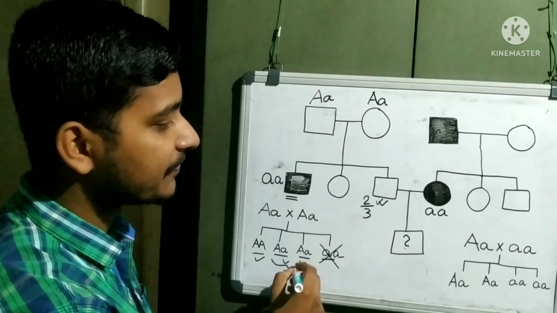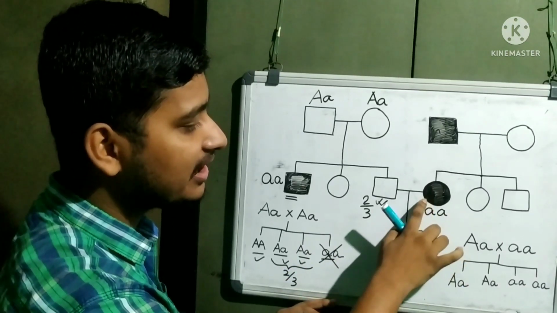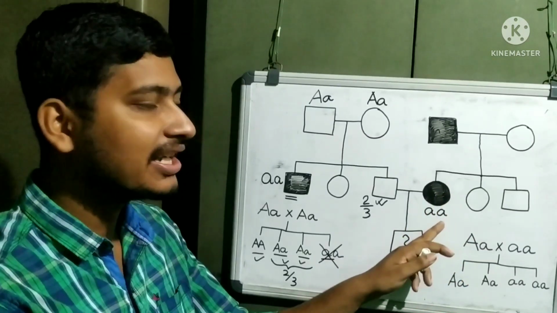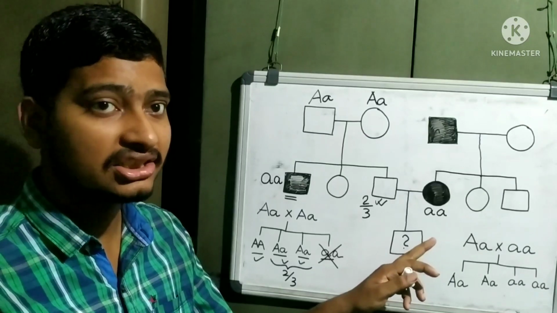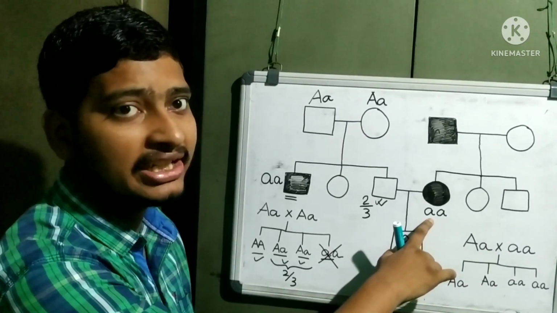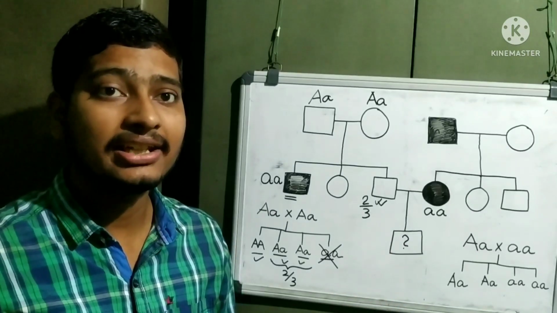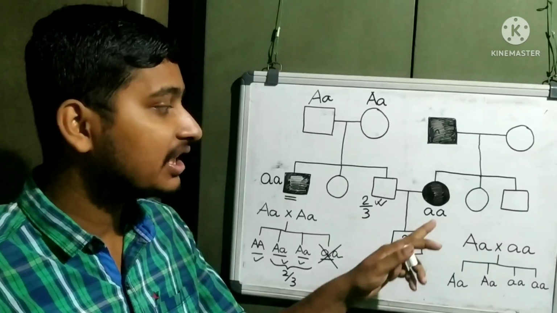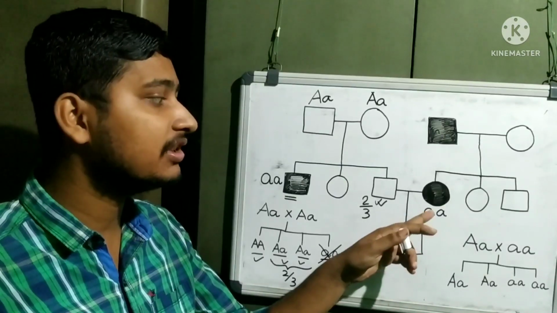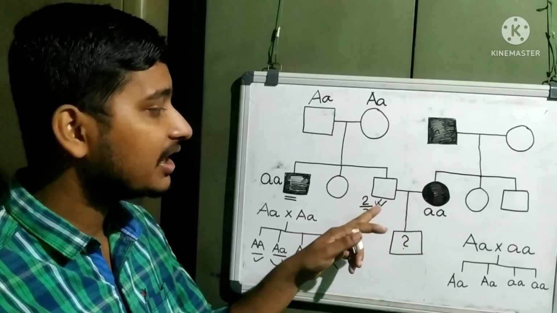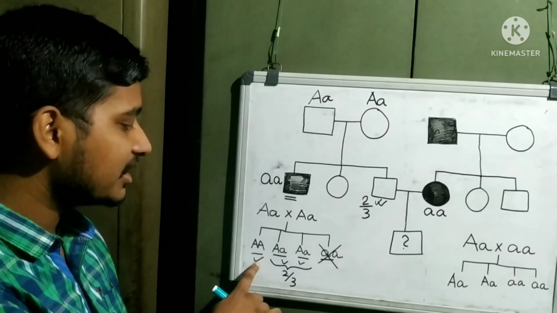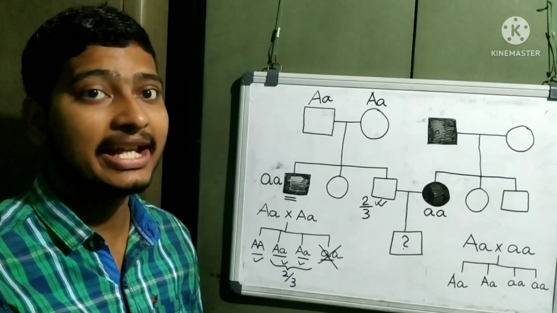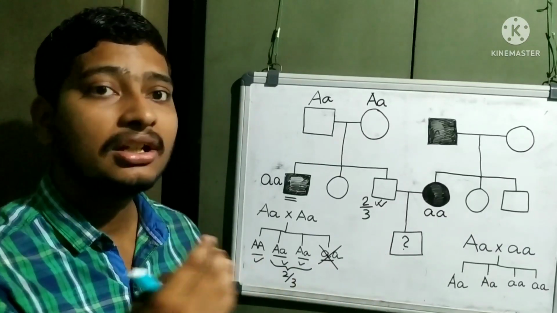2 upon 3. As you can see here, this is the diseased parent, it is shaded, so I am 100% sure that it will be homozygous recessive, so I will not take probability here. Probability is taken in the condition where we are not 100% sure, but here we are 100% sure, so I will not take probability here. But here I was not sure whether it is homozygous dominant or carrier, so I took the probability for being the carrier so that it will be diseased.